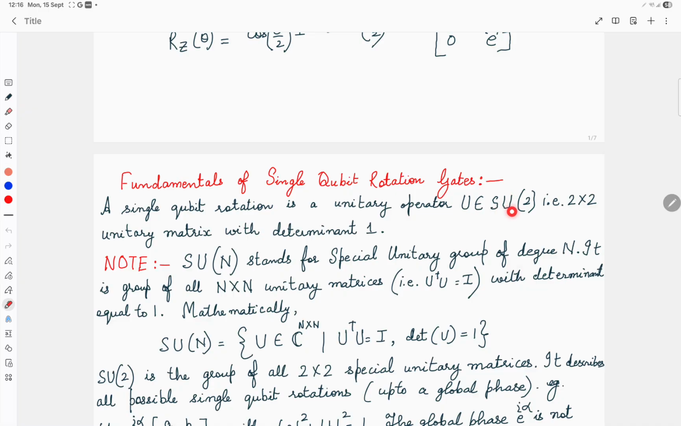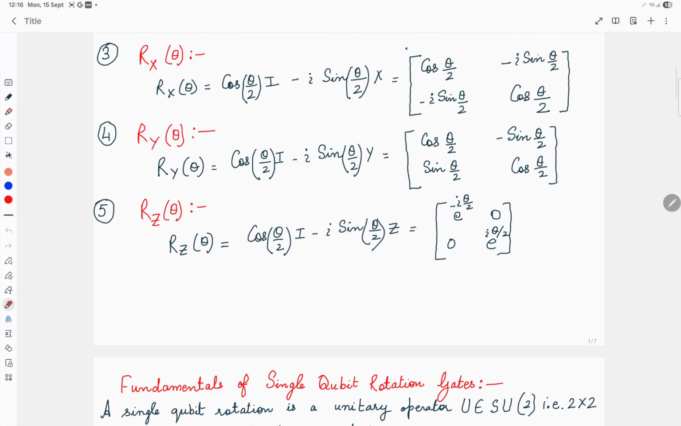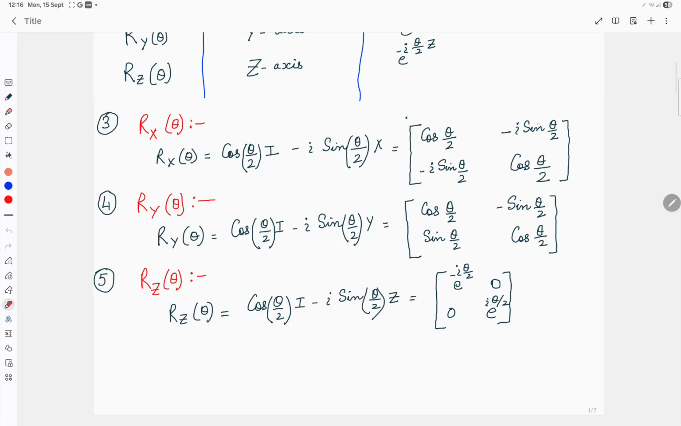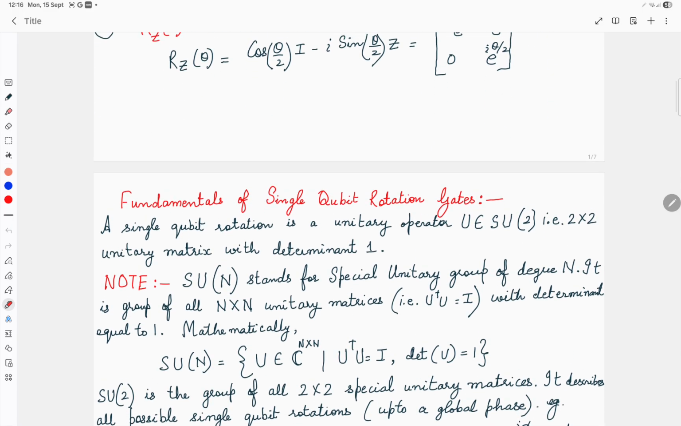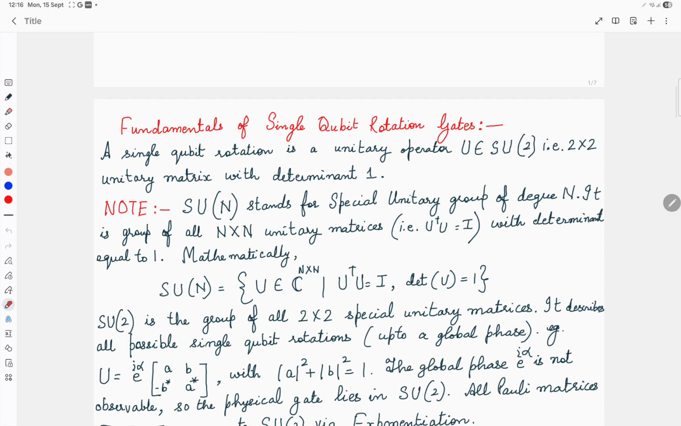This group contains all the 2 cross 2 unitary matrices with the determinant equal to 1. This is a condition. So all the rotation gates that we just discussed here, and the matrices thereafter, are all unitary operators. So they belong to a special unitary group. All matrices are 2 cross 2 unitary matrices, and the determinant will be equal to 1. So here is a simple note to understand.